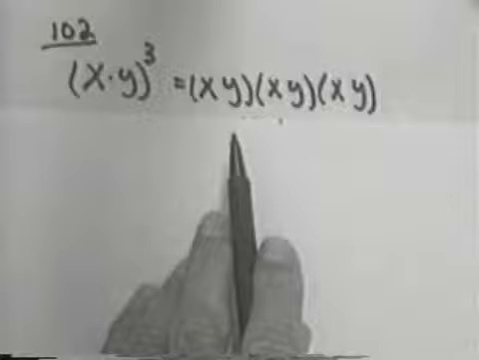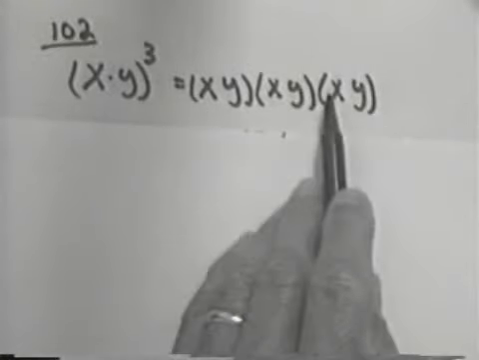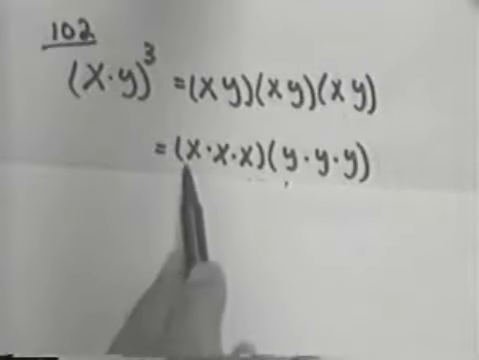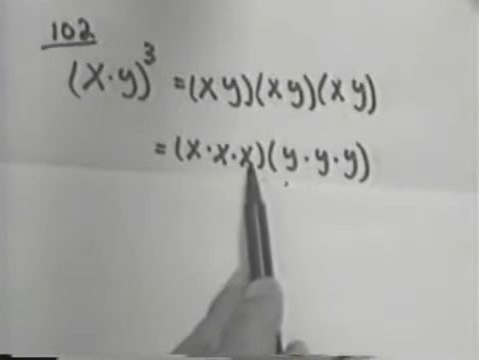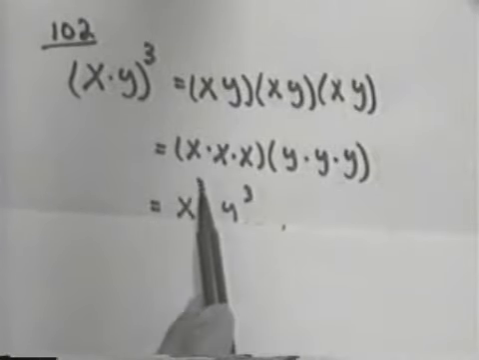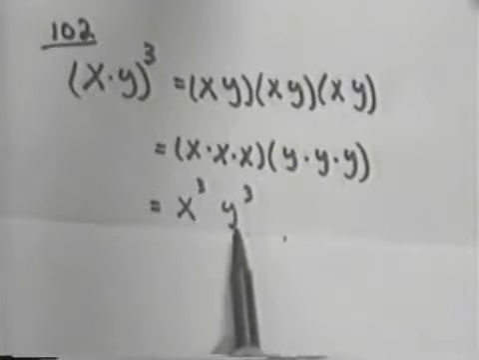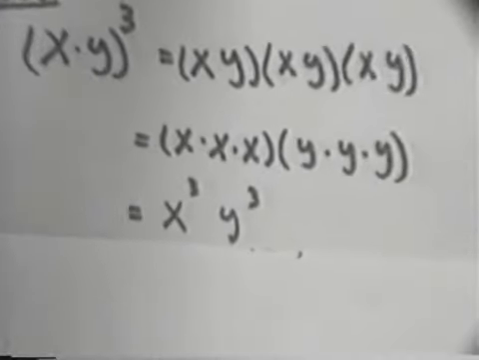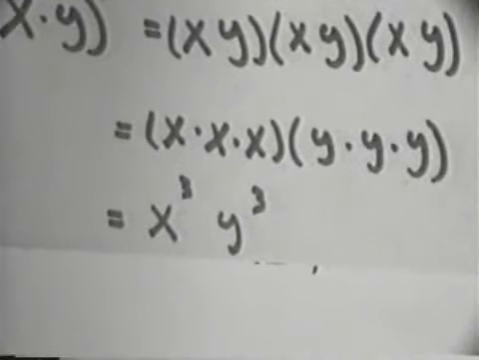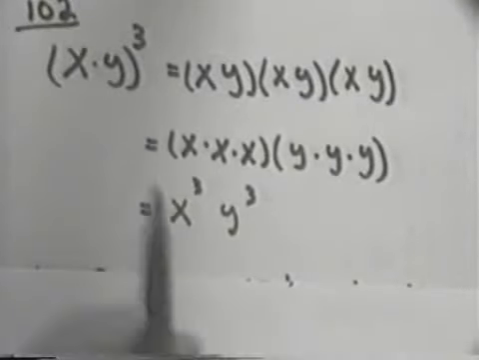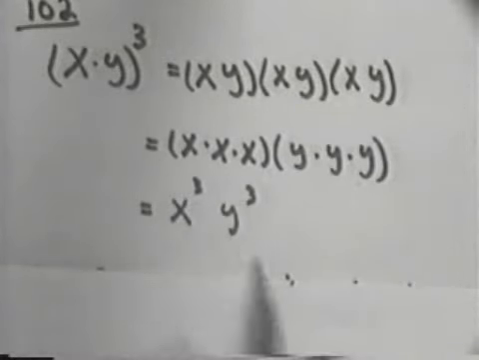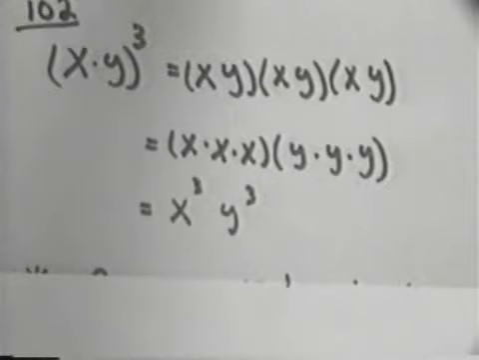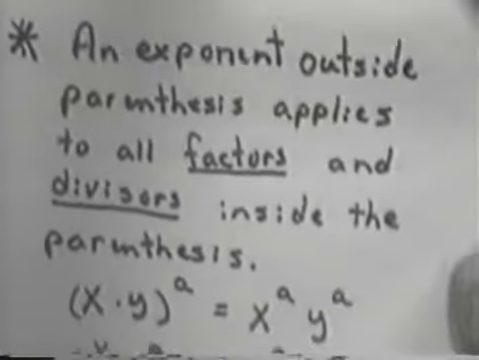Using the associative and the commutative properties of multiplication, I can group and put my x's together and put my y's together to get x times x times x times y times y times y. If I have x used as a factor 3 times, that's the same as x cubed. Y used as a factor 3 times is the same as y cubed. So notice what's happened. This exponent 3 has been applied to both of the factors inside the parentheses. Well, that leads to our next rule.